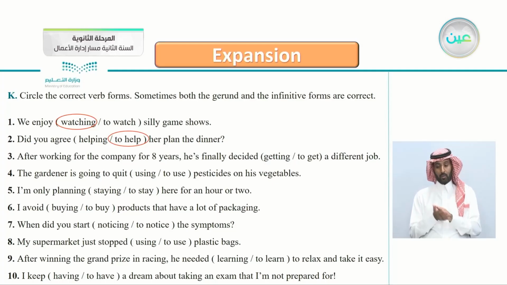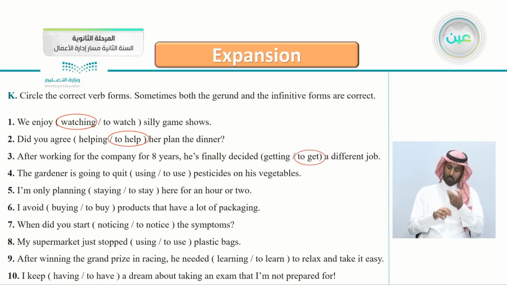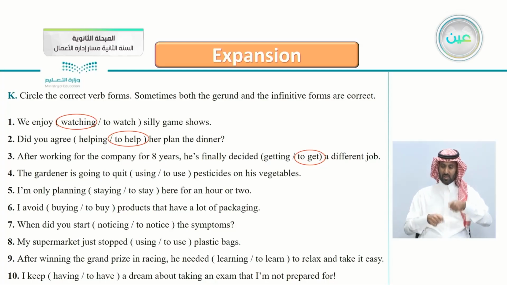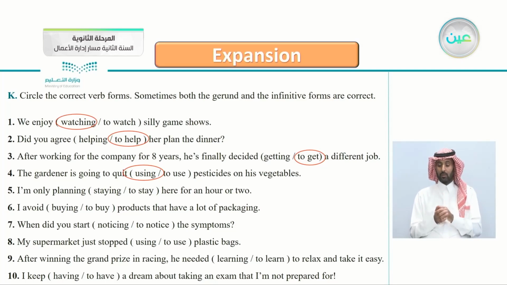After working for the company for 8 years, he has finally decided to get or getting a different job. Excellent. To get a different job. Number 4, the gardener is going to quit using or to use pesticides on his vegetables. To quit using. Yes. Excellent. Number 5, I'm only planning to stay or staying here for an hour or 2. Planning, yes, to stay. Planning to stay. We can't have 2 ings one after another.